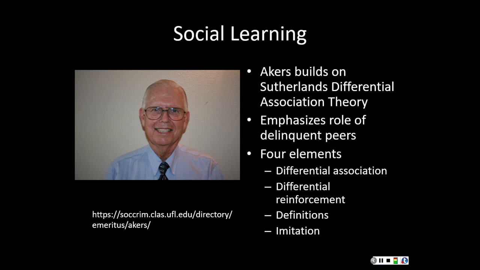Differential association means that we get feedback from the people we associate with, and we tend to associate with people that we like. So if we like delinquent peer groups, there's a higher likelihood that we're going to be delinquent. The next is differential reinforcement, all right? We receive different types of reinforcement from individuals based on whether they view our activities as good or bad. Think here of the nature of informal social control that we talked about way back in Module 2.